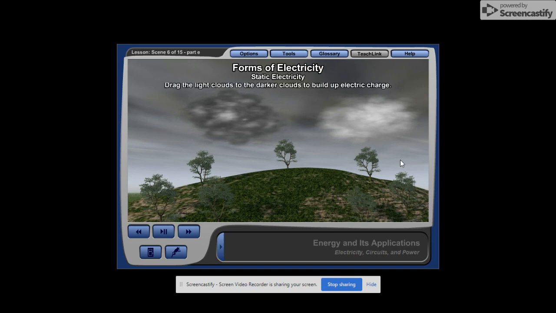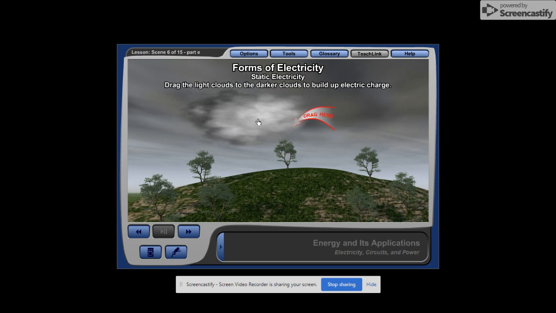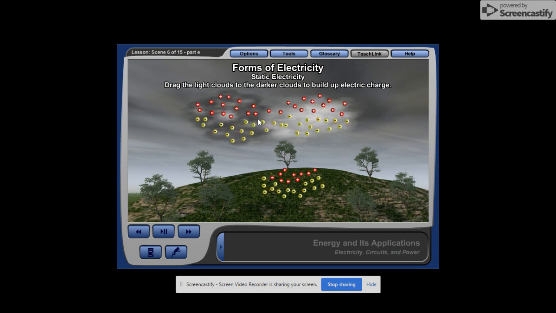Drag the light cloud to the darker cloud to build up electric charge in the clouds. Lightning is a massive electric discharge, releasing enormous amounts of energy that can be deadly.